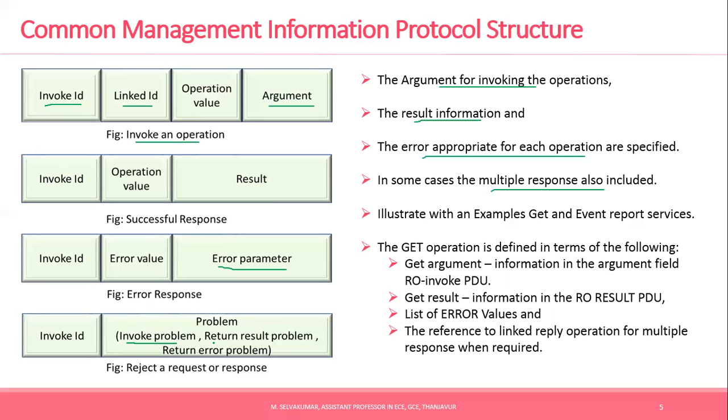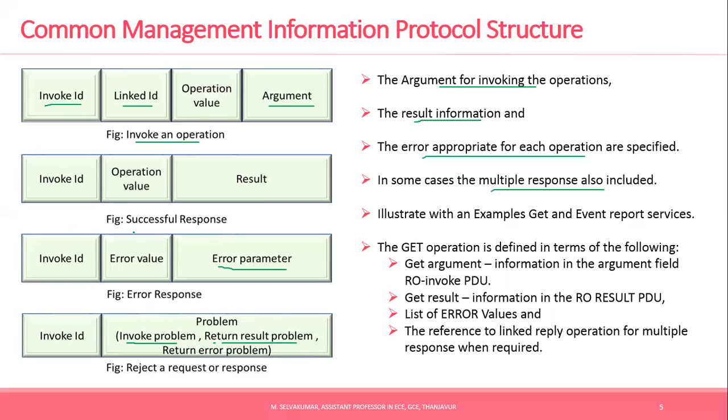Next is the return result problem. Return result problems include unrecognized invocation: the result is being returned with an invoke ID that does not correspond to an operation in progress. Then return response unexpected: no response defined for the operation in question. Next one is the return error problem, composed of two types of error: the unrecognized error and the unexpected error, where the error value is not valid for the invoked operation.